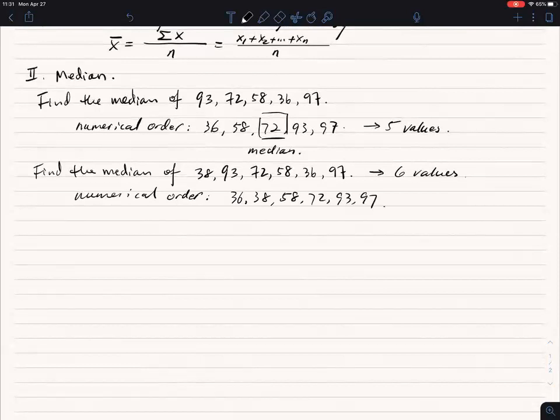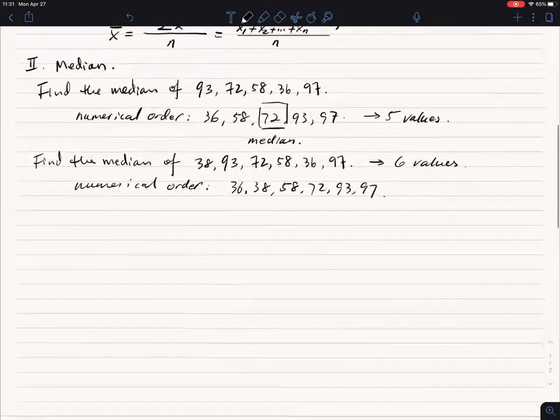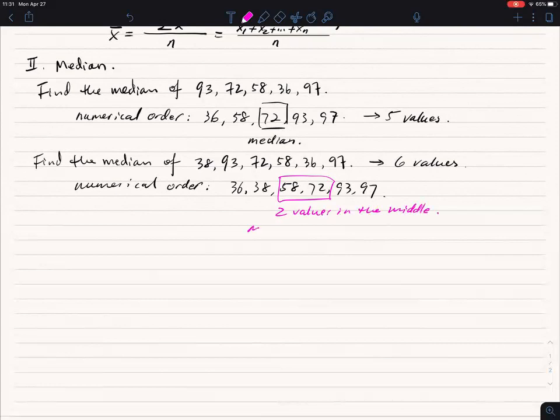Now who's in the middle? Actually, now we do not have a single number in the middle, right? We have 2 numbers in the middle, so 2 values in the middle. Then what is the median? Median is the average of the 2. 65.